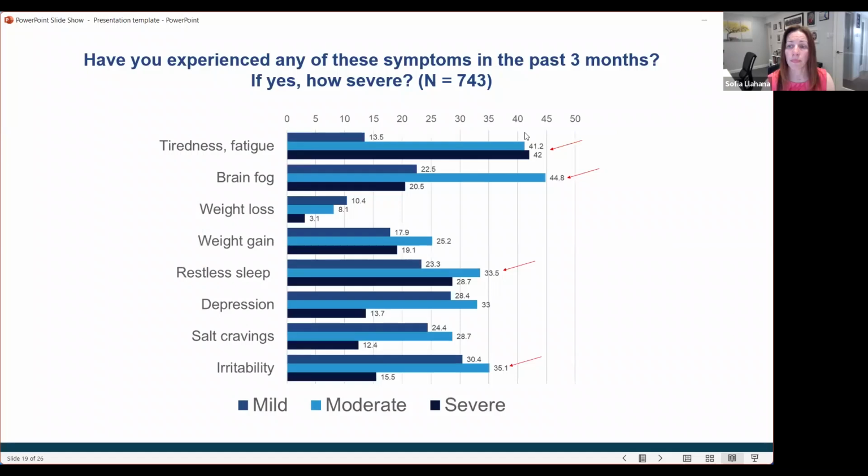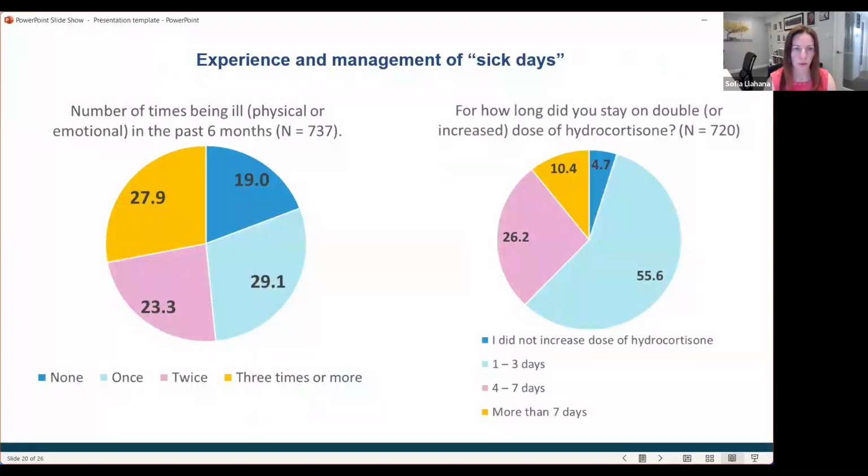And here again, you can see that almost half of the people responded having tiredness, fatigue. Brain fog was very common as a symptom they were reporting on a day-to-day basis. Restless sleep was also quite significant, and that can potentially have something to do with how you take your treatment and your hydrocortisone.